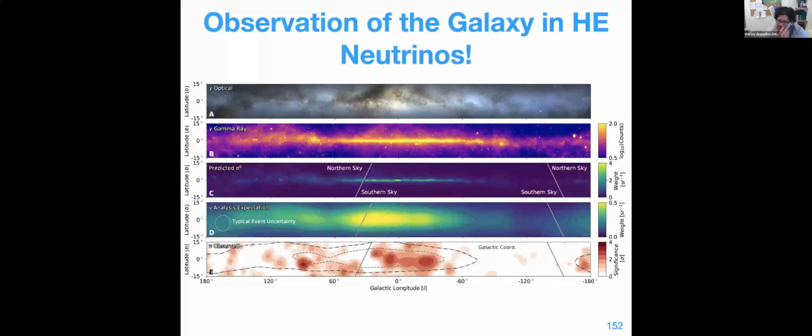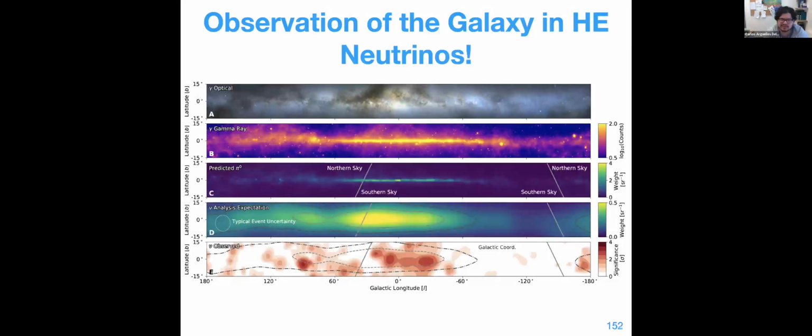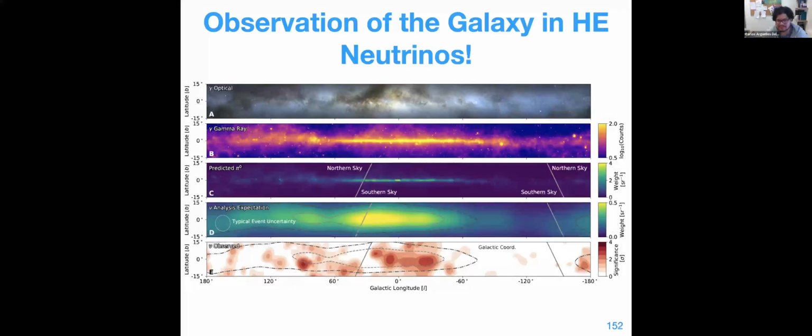And with that, we can actually show you for the first time the galactic neutrinos. And so this is, I think, really cool. This is the galaxy in various wavelengths: optical, gamma ray, and pi zeros. And the last one is the neutrino emission. So this is the first non-electromagnetic picture of our galaxy.